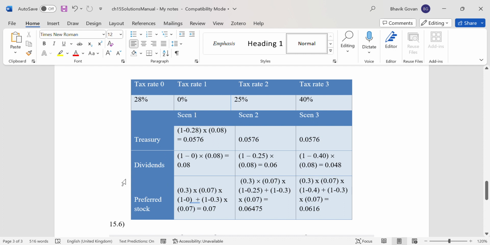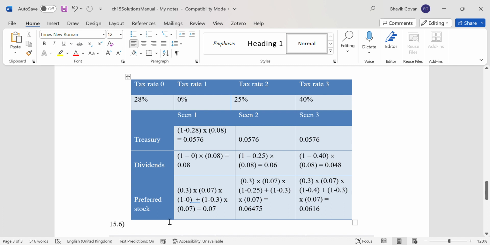And then for the dividends, we have, for the first 0% tax, it'll be 1 minus 0% times 8%, which is how we get the 8%. For tax rate 2, it'll be 1 minus 25% times the 8%, which gives us 6%. And then for tax rate 3, it's 1 minus 40% times 8%, gives us the 4.8%.